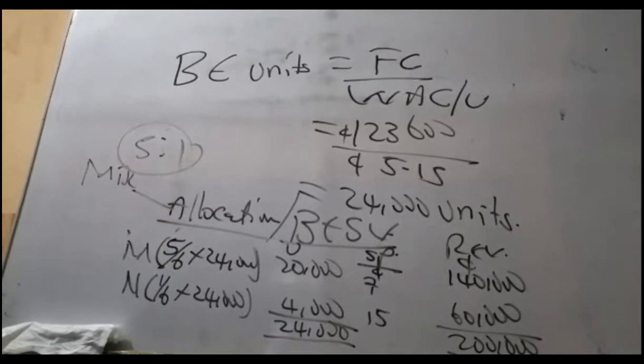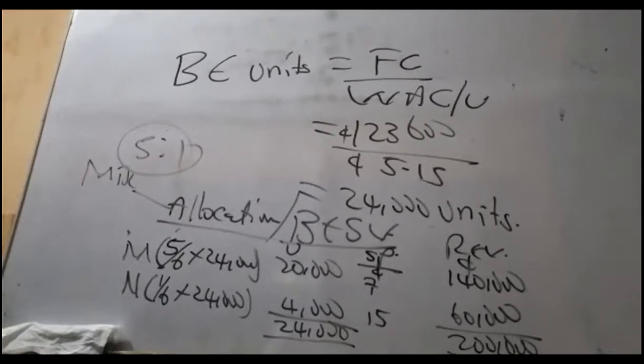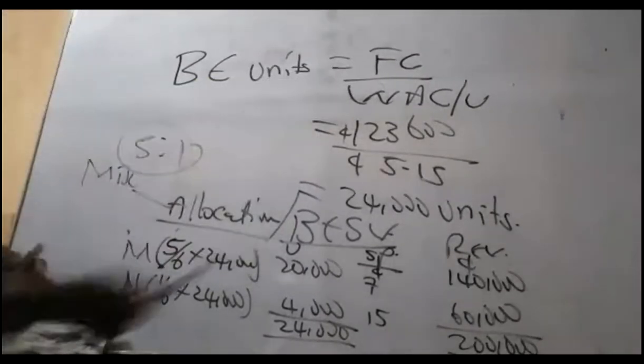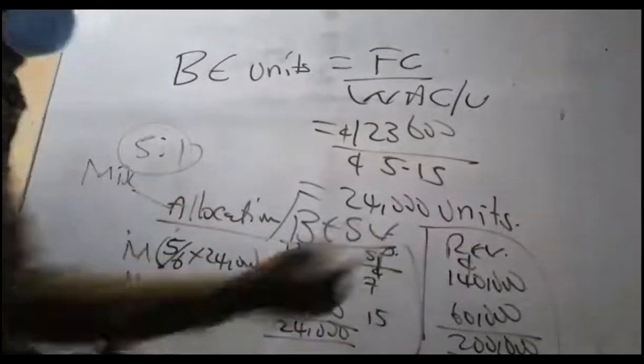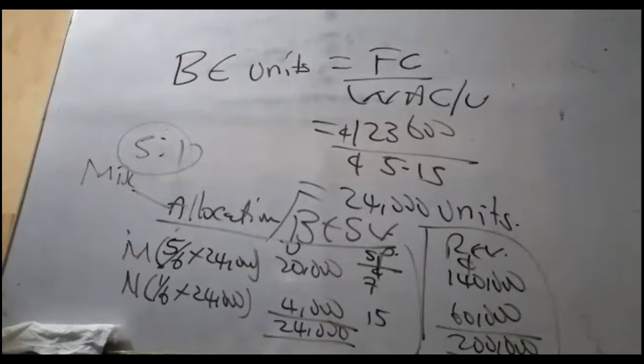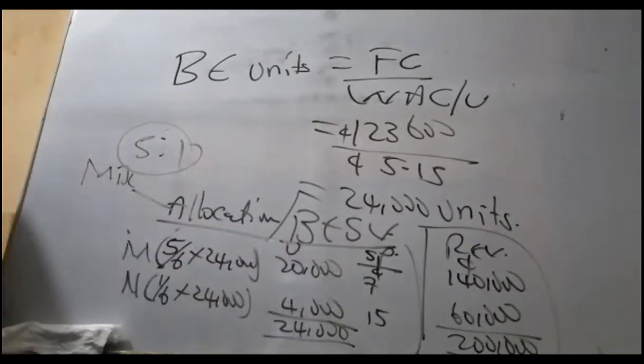So break-even point, you have it in unit and value. This is the break-even unit, and this is the break-even value. That's the 200,000. That's the break-even value, 200,000. Because it's able to convert the unit into monetary value. That is it.